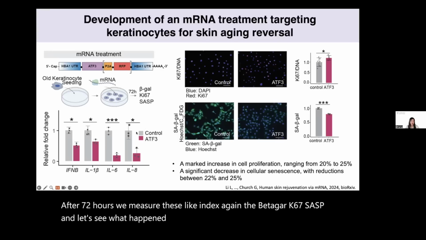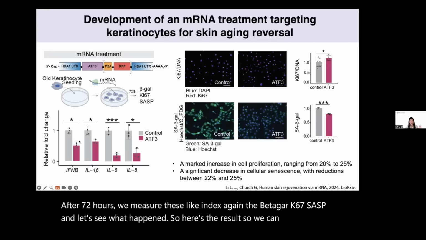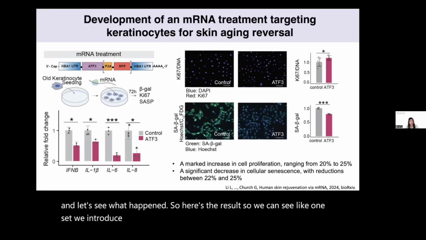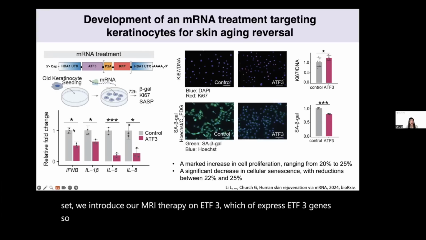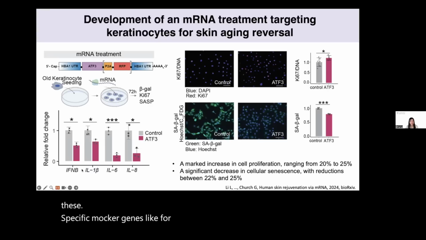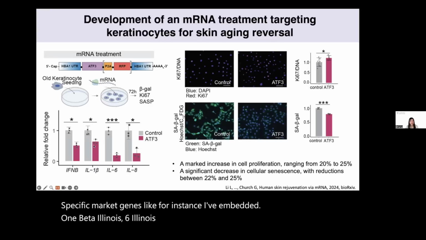So here's the result. We can see that once we introduce our mRNA therapy on ATF3, which overexpresses the ATF3 gene, the senescence markers are significantly down for all these specific marker genes, for instance IFN beta, IL-1 beta, IL-6, IL-8. We can see several fold changes, and all of them are significant.